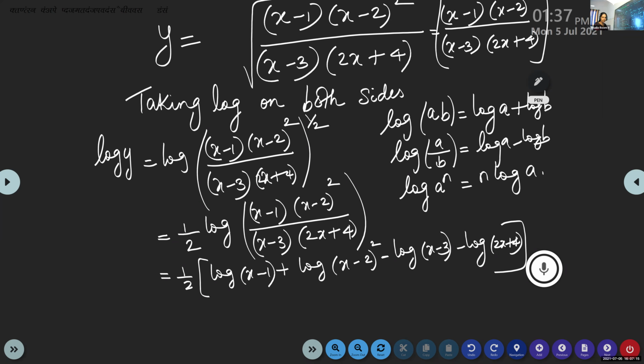Okay, we have not yet differentiated. We are taking log on both sides, and we are applying the properties of log. Log of a by b is log a minus log b. That is why for the terms in the denominator, we are getting minus. When it comes to division, we write minus. So for the terms in the denominator, we are writing minus. And look at the terms in the numerator, it is in product and we are writing plus. Is it okay, children?